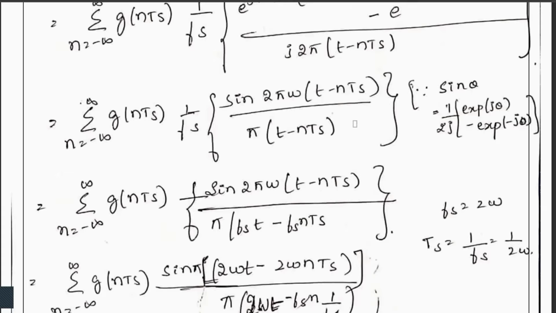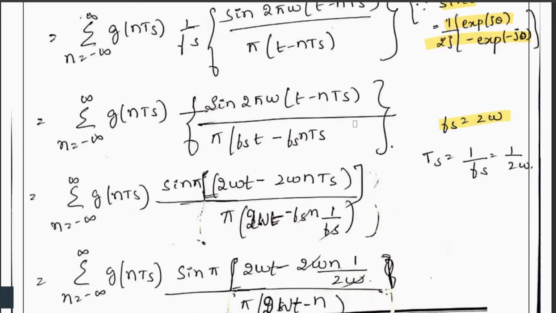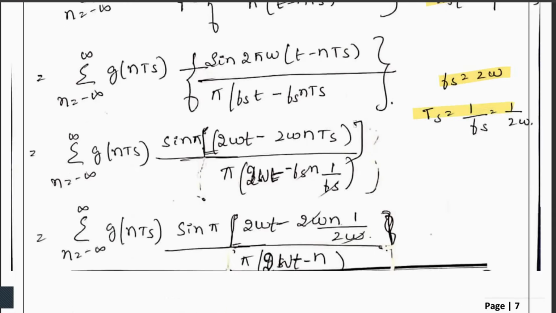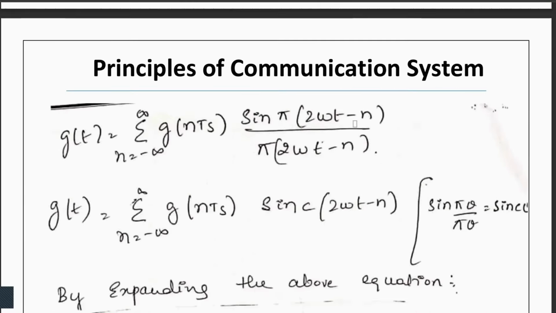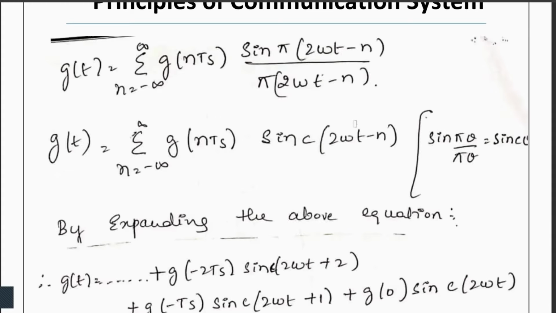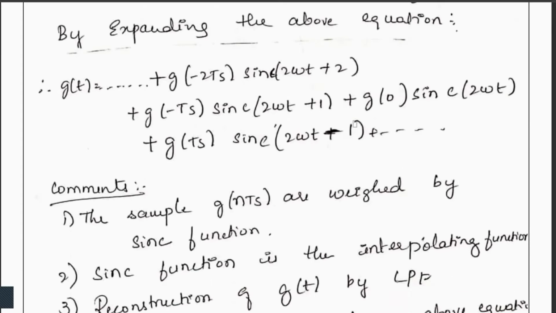You need to know that sine theta is equal to 1 by j times exponential of j theta minus exponential of minus j theta. Then fs, we know it is 2 omega, substitute that also. Then Ts is equal to 1 by fs, that is equal to 1 by 2 omega. Substitution and cancellation are easy, just substituting and cancelling. Do that, and finally you get sin(pi theta) by pi theta, which is sinc theta. So by expanding the above equation, we get the final equation as g(t).